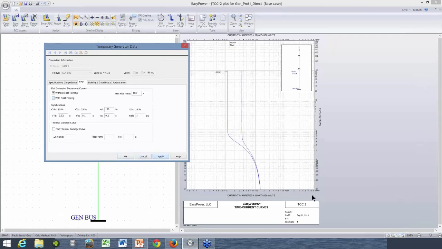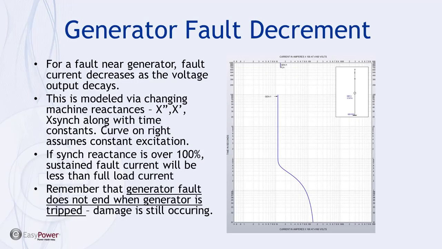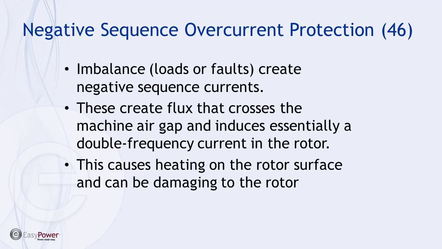So when I apply this, you see I get a second curve. This is with constant excitation, this is with the field forcing. So this is the difference that makes. The field forcing helps in terms of detecting faults and clearing faults. So this is the generator fault decrement curve. And because of this characteristic, we have to make sure we can actually detect a fault that's sustained for a long time, and that's where the voltage controlled overcurrent relays come into play.